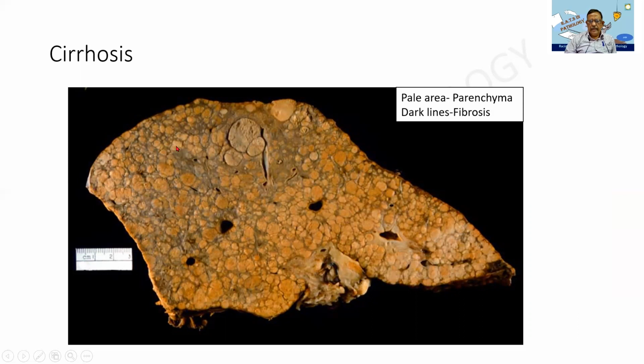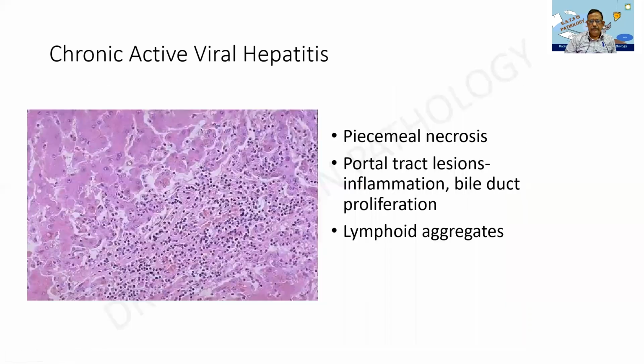And the paler color is the parenchyma, whereas the dark lines, you find that they are surrounded by dark lines. Each of these pale nodules is surrounded by a dark line, and that is an area of fibrosis. Externally, you will be finding a hobnail pattern. Cirrhosis, I can appreciate even without touching it, I can see how firm it is in consistency. Secondly, the nodularity is involving the entire cut surface, not part of the liver.